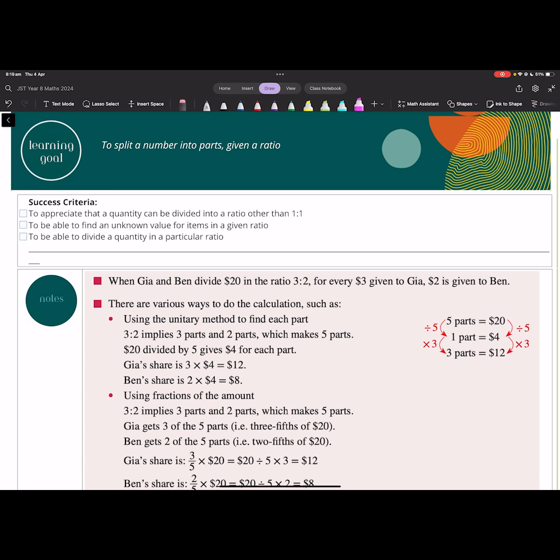Our steps for answering these questions are always going to be the same. If you've got a ratio of 3 to 2, you have 3 parts and you have 2 parts, which means in total you have 5 parts. That's always going to be our first step. How many total parts do we have in the ratio?